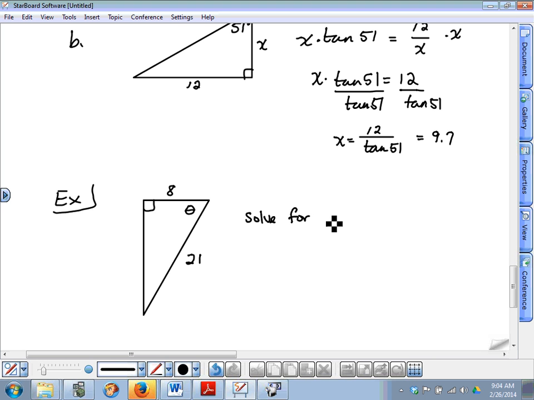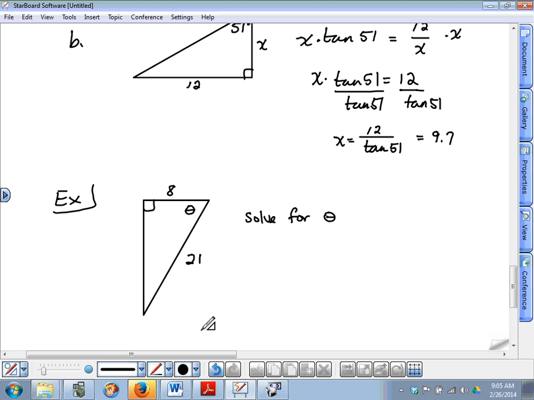Solve for theta. What it means to solve for theta is to find the measure of theta. Now, there are 180 degrees in a triangle. Is it simply a matter of subtracting a couple of angles from 180? Because that's what we did in geometry. You subtracted something from 180, there's the missing angle. The problem is we don't know the other angles. We can't do that.